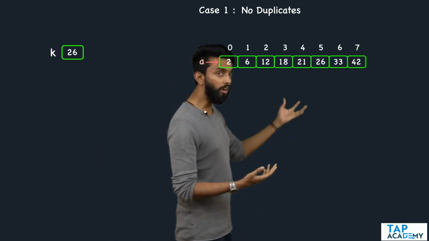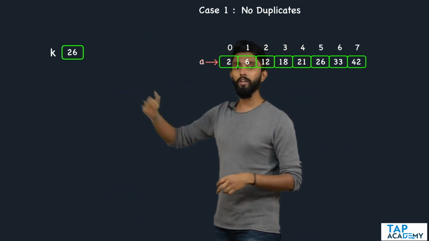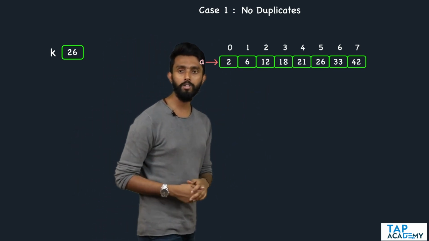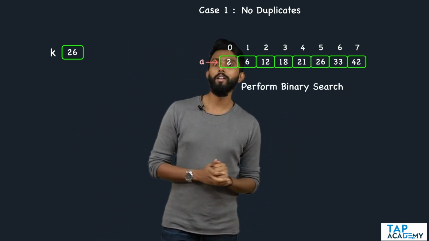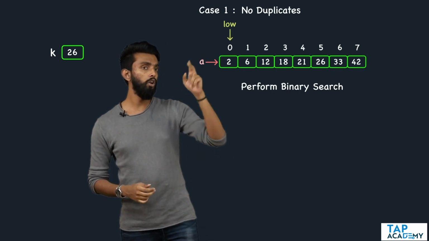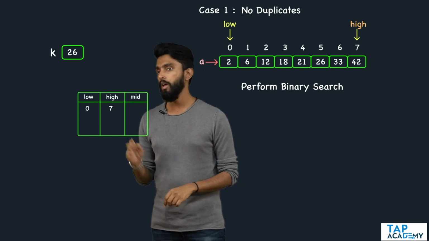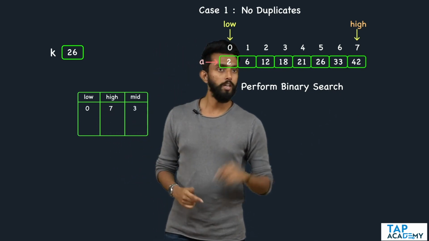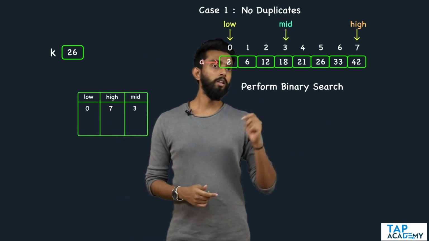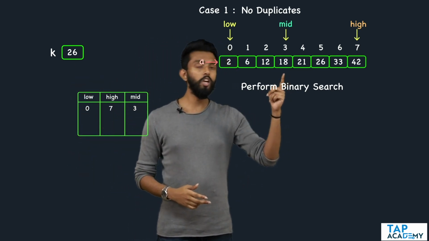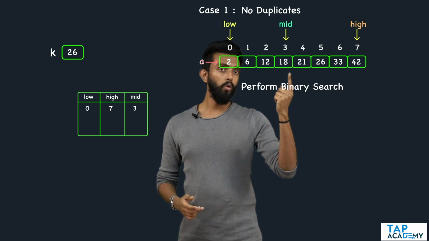Simple. Now what is the most efficient way to search for a given value in an array? You have binary search. So obviously I will apply binary search. Now if I perform binary search, low, high, I'm bringing up the table. Low is 0, high is 7. Mid is 0 plus 7 divided by 2, it is 3. So mid is 3. Check if the element at the third index is equal to the key that you're searching for. No. No means check if it is greater than or lesser than. Now if you notice, it is greater than.